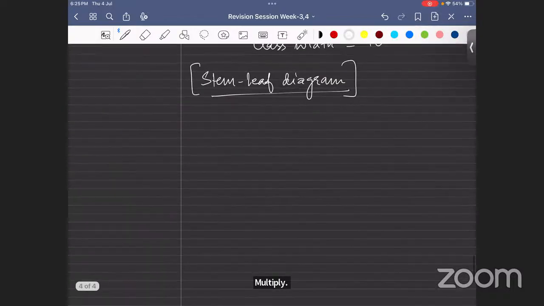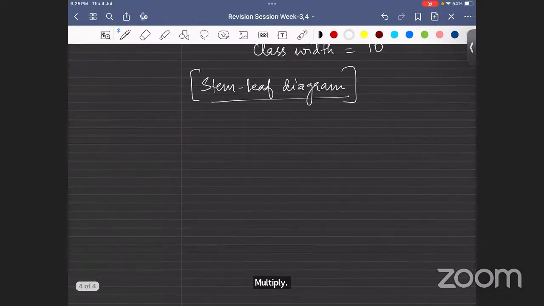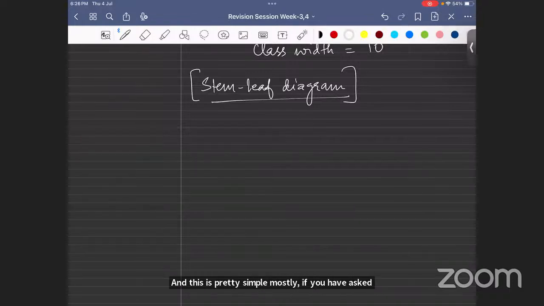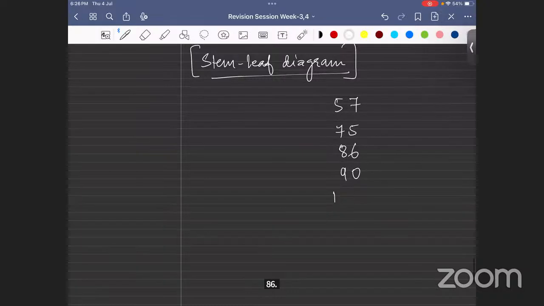Okay. So now let's start with the stem and leaf diagram. This is pretty simple. Mostly, if you are asked about the stem and leaf, the diagram will be given to you, and then maybe you'll be asked to calculate the median, mode, or other things from the given plot itself. Whenever you have any data point written like 57, or maybe 75, 86, 90, or maybe 102.